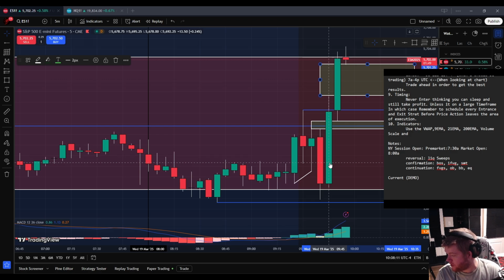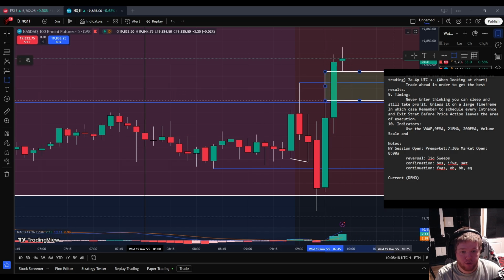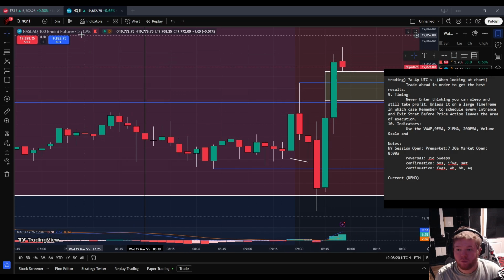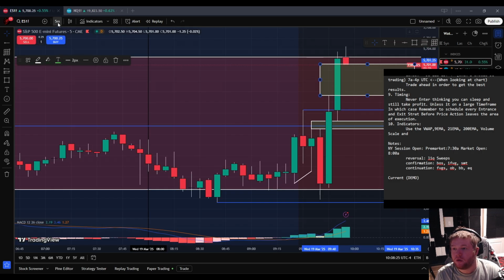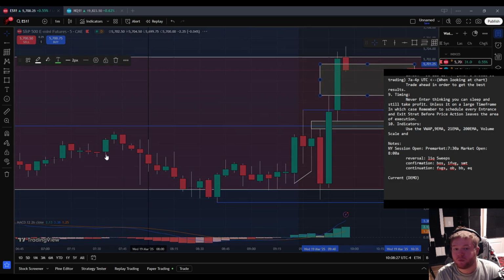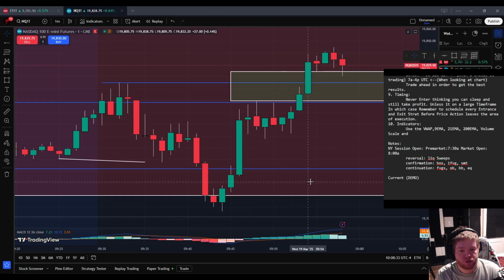So, from here, we made 1 fair value gap here. Boom. What are we waiting on? We need to scale down to the 1-minute first. Not the 1 second, 1 minute. Boom. What are we doing? We're in an uptrend right now on the 1-minute.